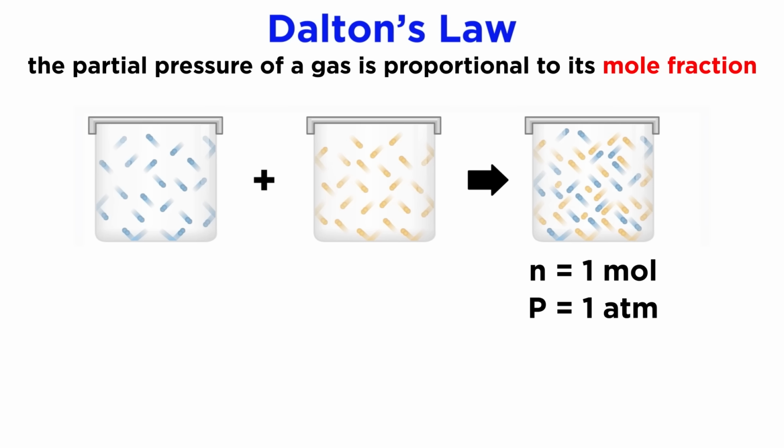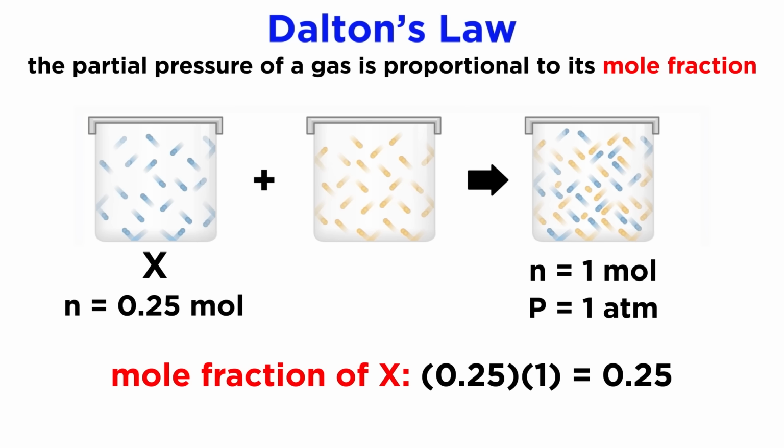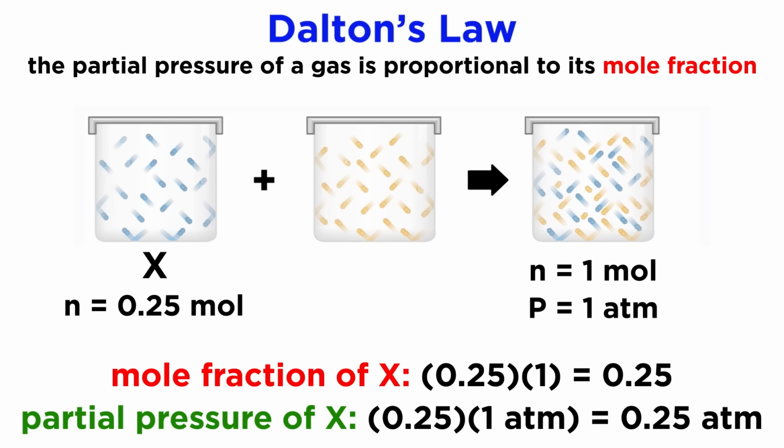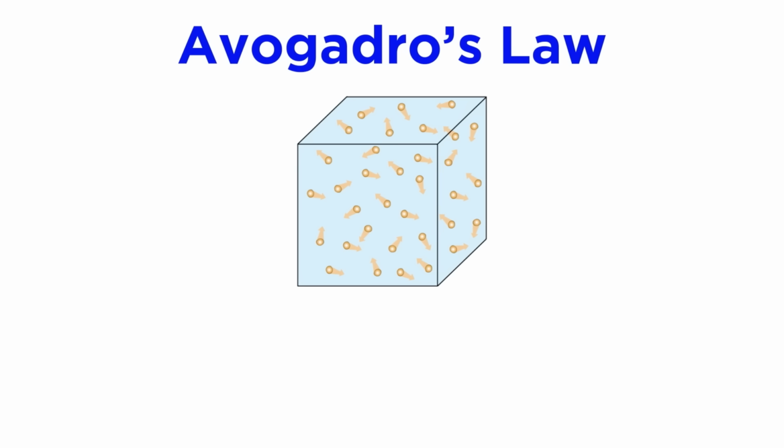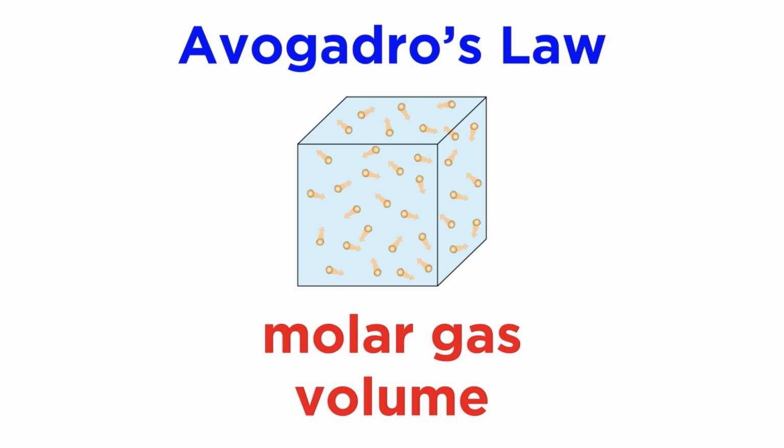In other words, if there was a mole of different gas particles which exert 1 atmosphere of pressure, and 0.25 moles of them are gas X, the mole fraction of X is 0.25, and it has a partial pressure of 0.25 atmospheres. The sum of the partial pressures of all the gases in a mixture must equal the total pressure. There is one more similar law called Avogadro's law, which will allow us to understand something called the molar gas volume.